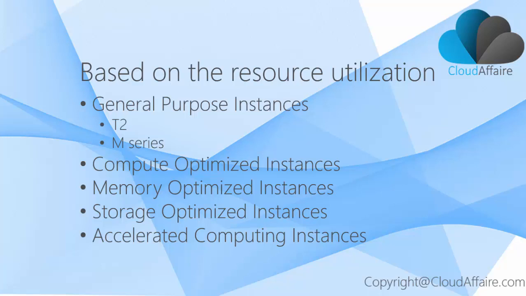M-Series instances give you an ideal cloud infrastructure, offering a balance of compute, memory, and networking resources for a broad range of applications that are deployed in the cloud. Unlike T2, there is no limit on performance. An instance can utilize all the resources allocated. There are different types of M-Series instances based on the generation, like M4, M5, and M5D, with different amounts of resources allocated to them.